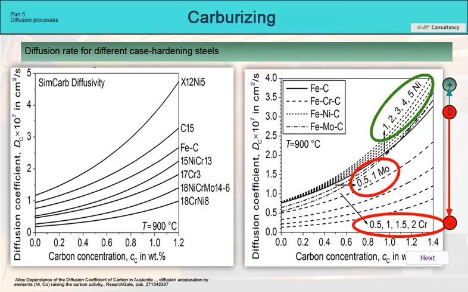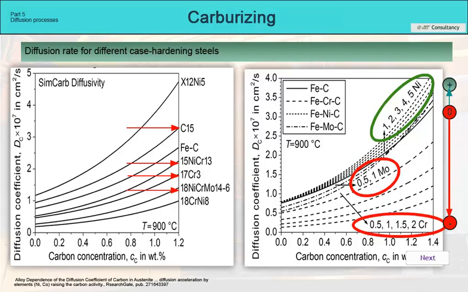The highest diffusion rate will be achieved in steel C15, lower in 15 nickel chromium 13 or 18 nickel chromium molybdenum 14-6. This can be seen in this graph with specific steels. Our steel 16 manganese chromium 5 is not directly shown in the graph, but it is similar to the tested 17 chromium 3, only it has more manganese, an element that slows down diffusion.